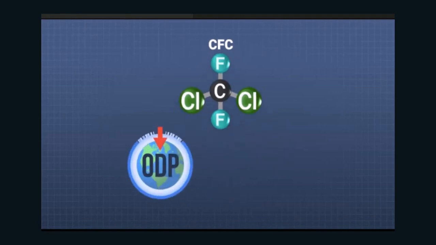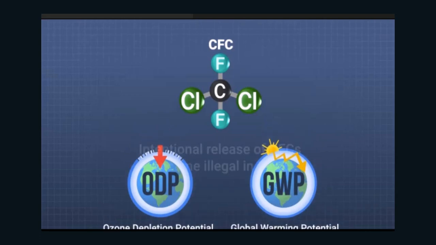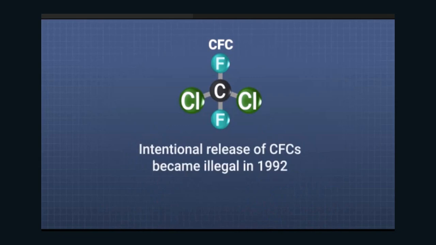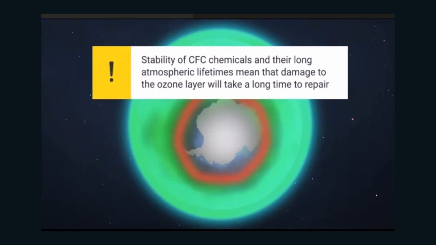Due to their high ODP (ozone depletion potential) and high GWP (global warming potential), which will be discussed next, the intentional release of CFCs became illegal in 1992, and their manufacture mostly ended in 1995, with a few exceptions. However, the stability of these chemicals and their long atmospheric lifetimes mean that the damage to the ozone layer will take a long time to repair.